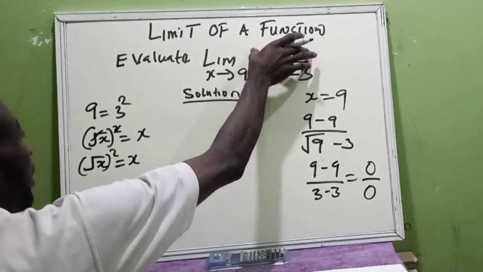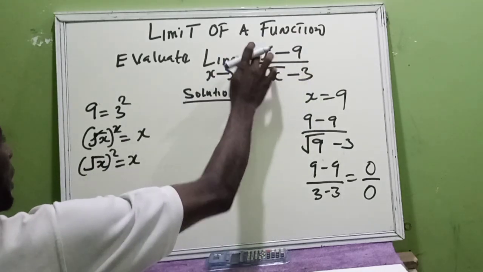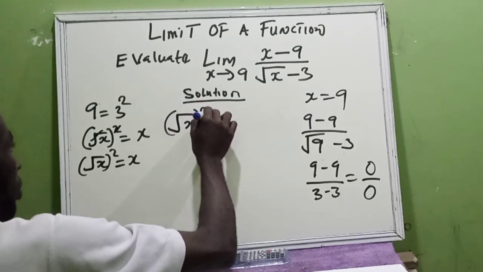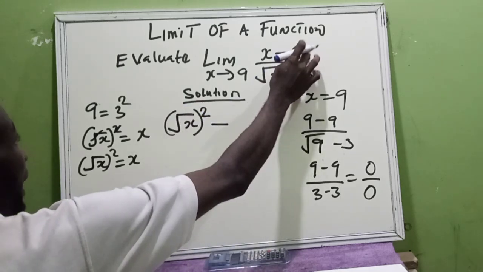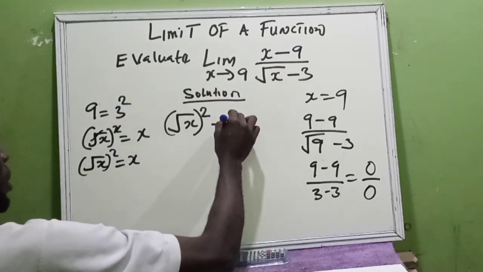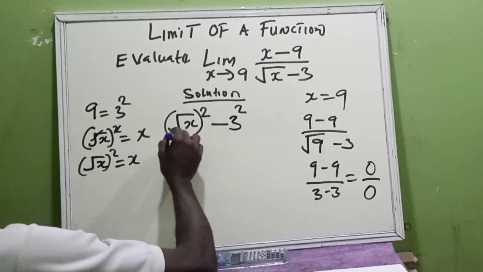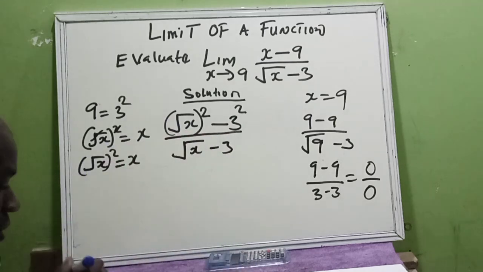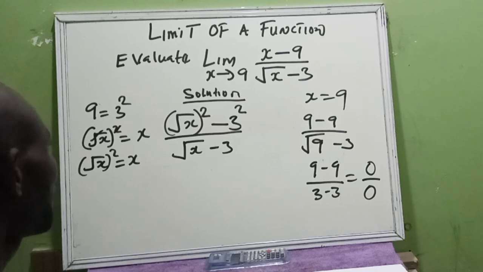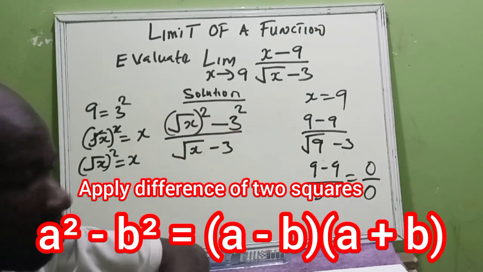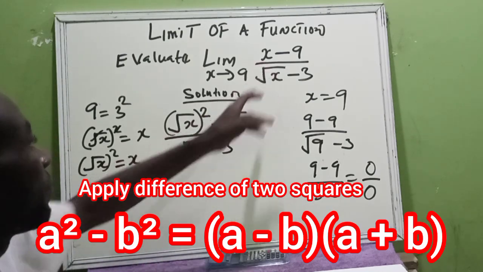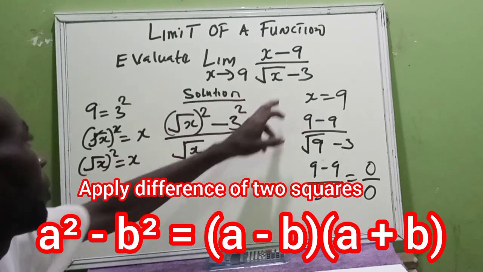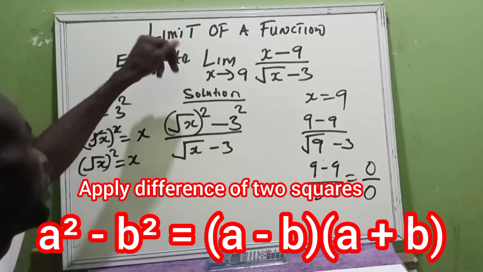So at the denominator level, we are going to apply this rule. This x we are seeing, we are going to write as the square root of x all squared, minus, and this 9 that you are seeing, we write as 3 raised to power 2, then everything is all over the square root of x minus 3. What is the wisdom behind this? We want to apply the difference of two squares, and for that we have to make the powers the same, so that the denominator can cancel the numerator.